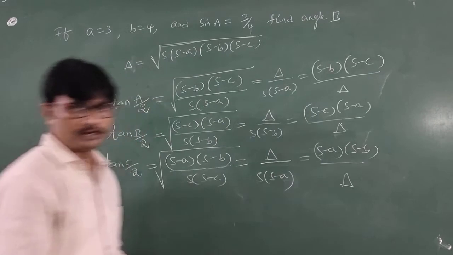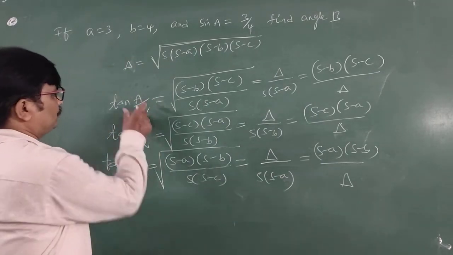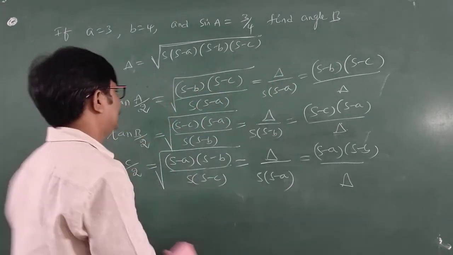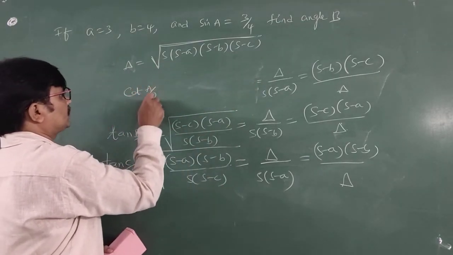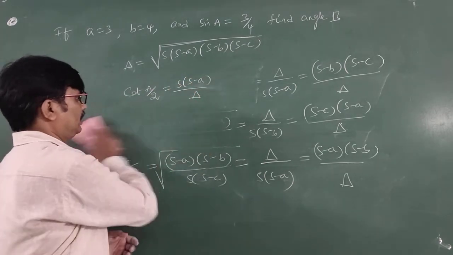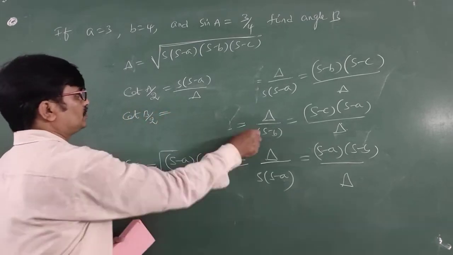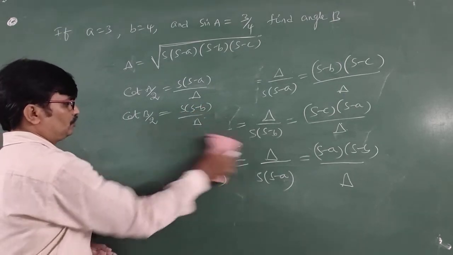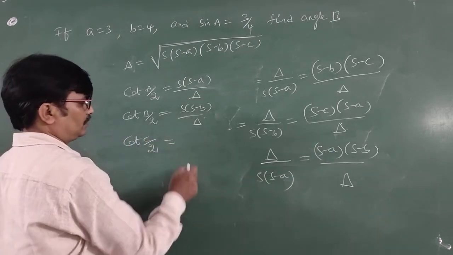So students, similarly we can find the formulas for cot A by 2. The cot A by 2 is the reciprocal of this one, S into S minus A by delta. In general, students, this is a very important formula. Cot A by 2 is S into S minus A by delta, and cot of B by 2 is S into S minus B by delta, and cot C by 2 is the reciprocal of this one.